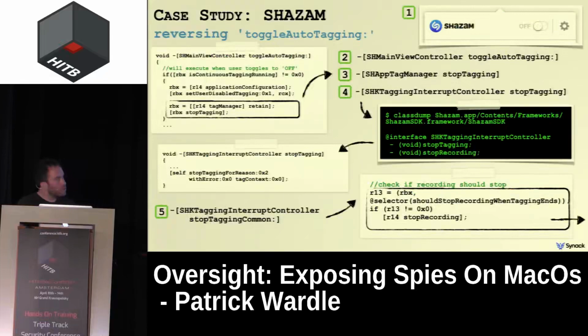All right, so if the user toggles the switch from on to off, we can see that the toggle auto tagging invokes a variety of methods. And you can kind of follow it on the slide. It first invokes a stop tagging method, which calls another class's stop tagging method, which is in the Shazam SDK framework. That in turn calls stop tagging for reason. And then step 5, that calls stop tagging common. And then the most important thing, though, is the bottom left of the slide. And we can see there's this chunk of code that calls stop recording. But stop recording is only called if should stop recording when tagging ends, which is another method, returns true. So just remember that fact.